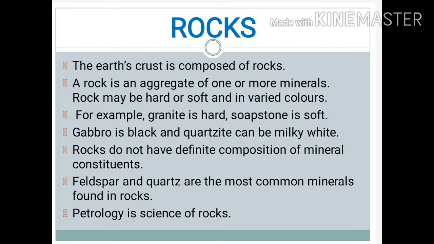Rock may be hard or soft and it is present in various colors. For example, granite is hard, soapstone is soft. Gabbro is black and quartzite can be milky white. Rocks do not have definite composition of mineral constituents. Moreover, feldspar and quartz are the most common minerals which are found in rocks.